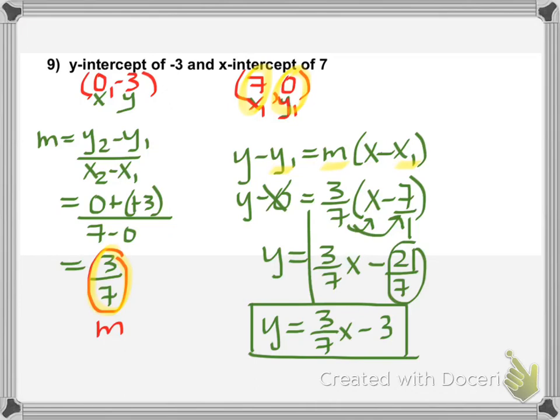Now, had I chosen to use the (0, -3) for my x1 and y1, I would still get this same equation in slope-intercept form. All right, bring me your questions to class on Monday or Tuesday, and I'll help you.